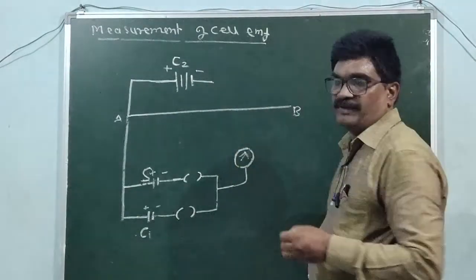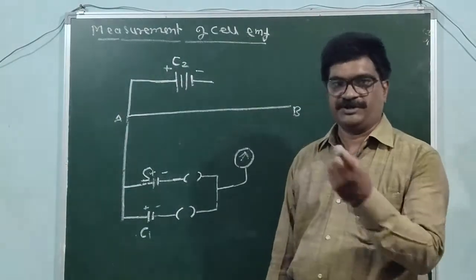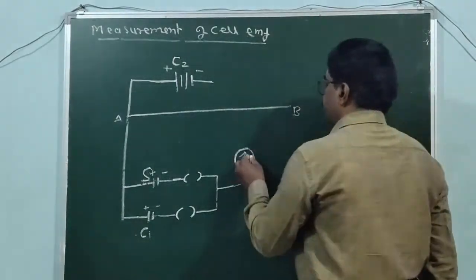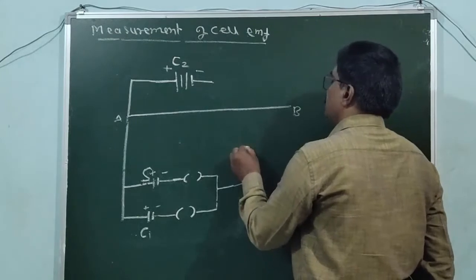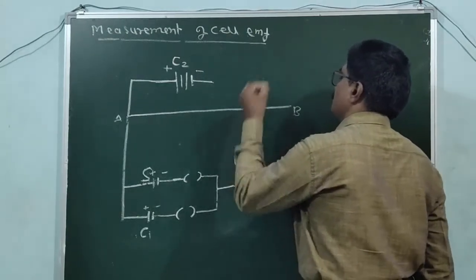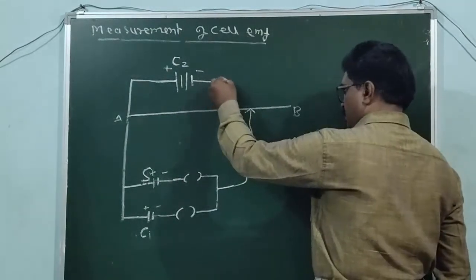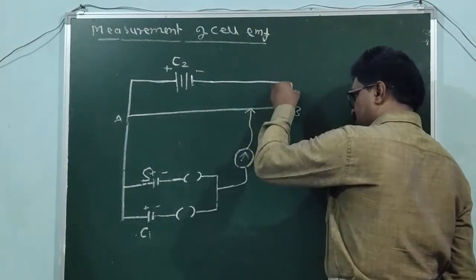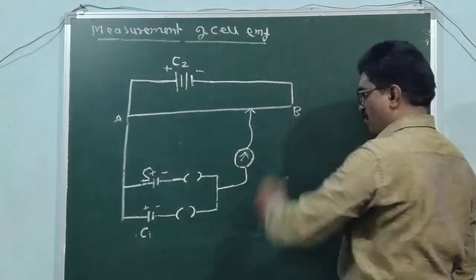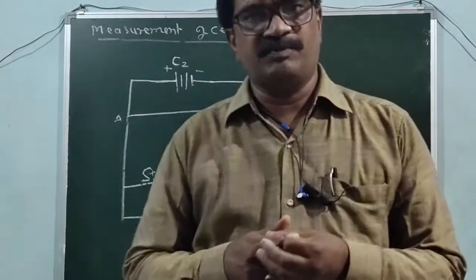Now when the current flows through the circuit, the galvanometer shows the deflection. Now this galvanometer is joined through a sliding key, what is called a jockey. Now this is the arrangement, and this negative end is joined here to B, like this. Now this is the arrangement in the potentiometer.